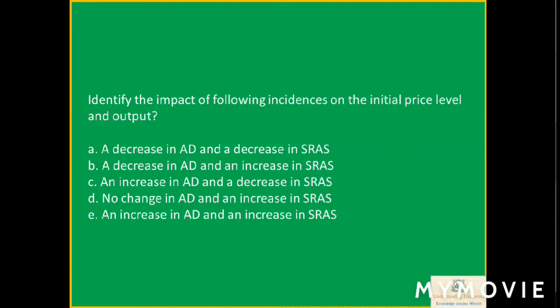So the first scenario tells you about a decrease in the aggregate demand and a decrease in the aggregate supply. But here the aggregate supply is short-run aggregate supply. And if you look at all 5 cases, you will see that in all 5 cases we have considered only the short-run aggregate supply. There is a basic difference between the short-run aggregate supply and the long-run aggregate supply that I have discussed in a different video. But here, we will consider only the short-run aggregate supply.